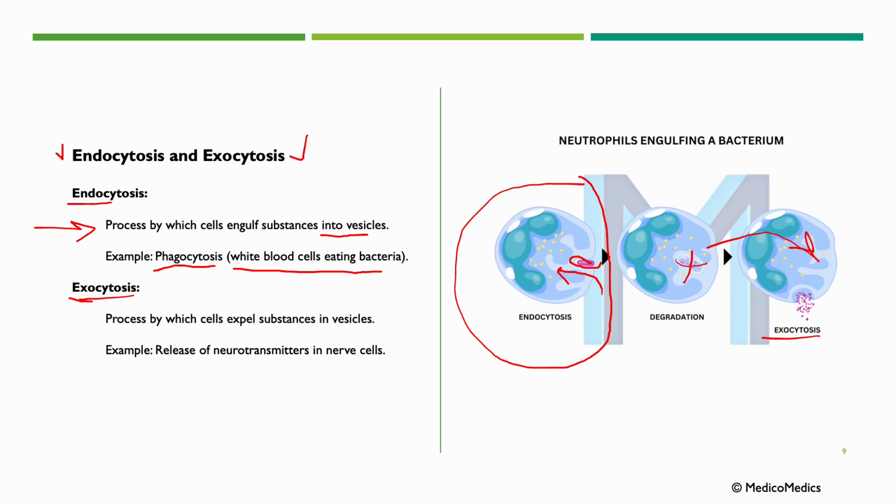So exocytosis then is the process by which cells expel substances in vesicles. An example is the release of neurotransmitters in nerve cells. So just remember, endo, into, exo, or exit, is out from.